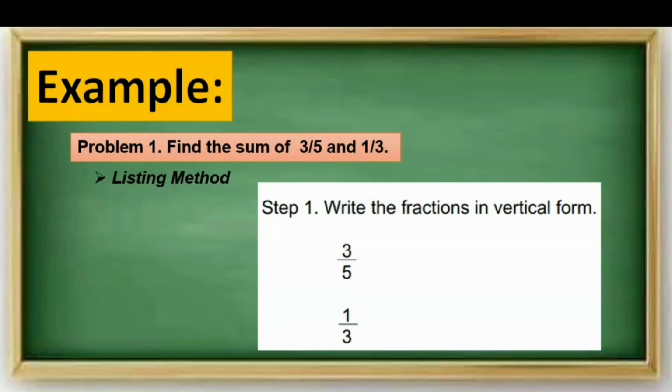We have here another examples or steps in adding or in subtracting dissimilar fractions. Problem number 1, find the sum of 3/5 and 1/3. So gagamitin natin ang listing method. The first step, write the fraction in vertical form. That is 3/5 and 1/3. So paano natin i-add ang dissimilar fractions?